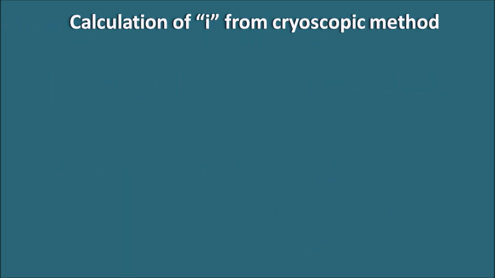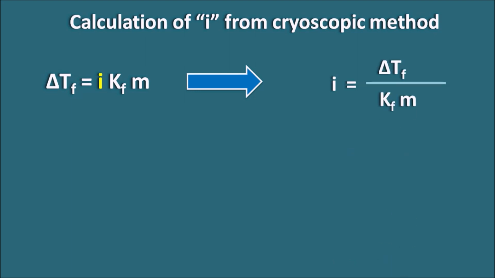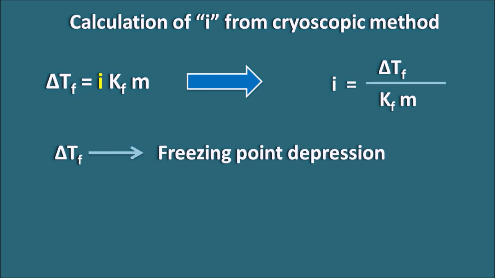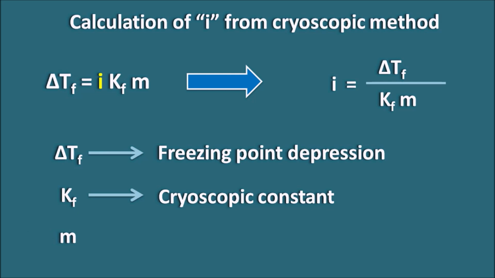In such a case, how can we calculate the i value? We can calculate the i value from the cryoscopic method. We know one of the equations, depression of the freezing point delta Tf is equal to i into Kf into m. From this we can rearrange and get the i value. So i is equal to delta Tf by Kf into m, where delta Tf is the depression in the freezing point, Kf is the cryoscopic constant and m is the molality of the solution.